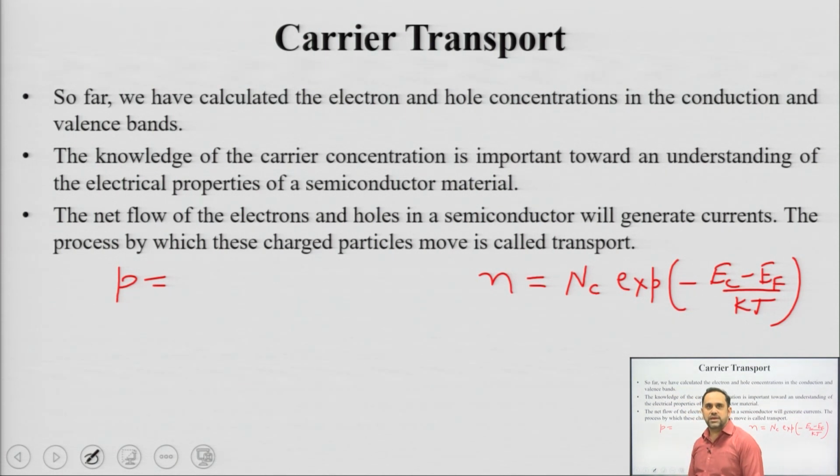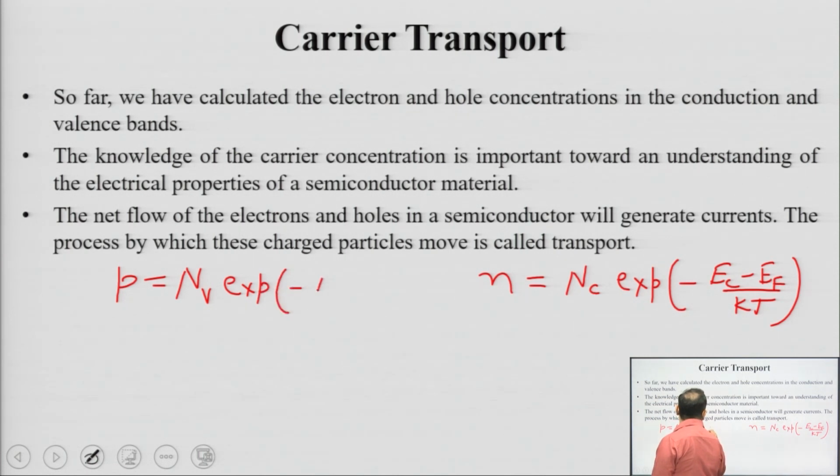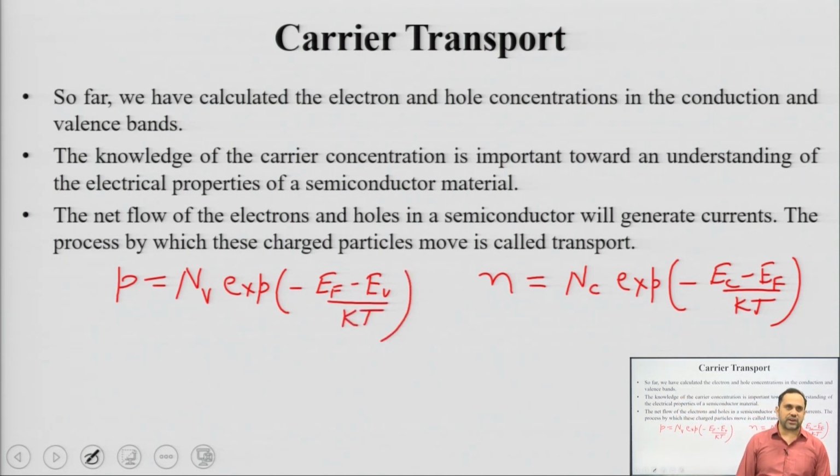It is denoted by p and given as Nv exponential of, where Nv is effective density of states in the valence band, Ef again Fermi energy level, Ev is the end of your valence band, the top energy level of your valence band. So, these are the number of holes which are available per unit volume inside any semiconductor device. Now, we know how many charge carriers are available. The knowledge of this carrier concentration is quite important, so that we can understand the electrical properties of the device.